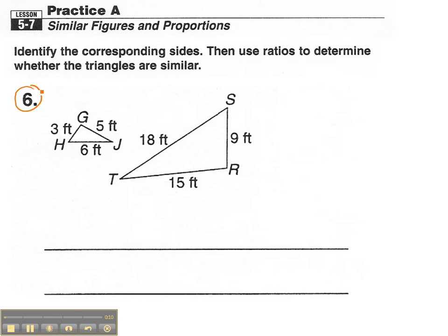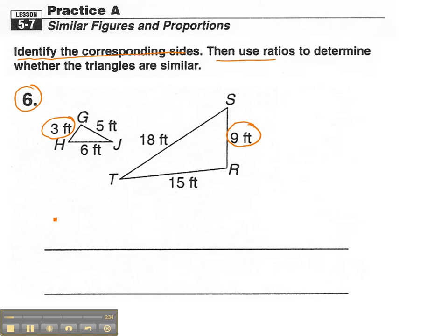I'm going to work on problem number 6. It asks us to identify the corresponding sides, then use ratios to determine whether the triangles are similar. As we discussed in class, you're comparing two triangles. They're not always going to be oriented the same way, so it's not always easy to find the corresponding sides, but the smallest side of the small triangle must correspond to the smallest side of the larger triangle.